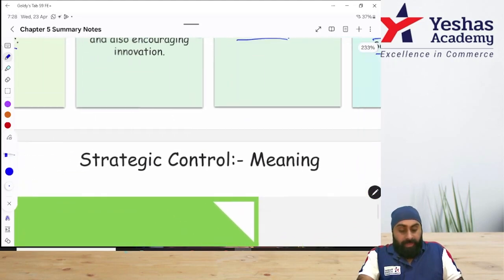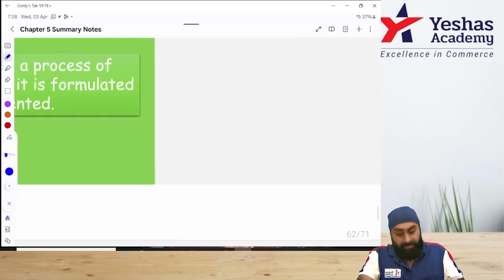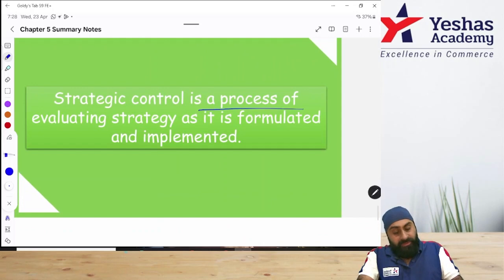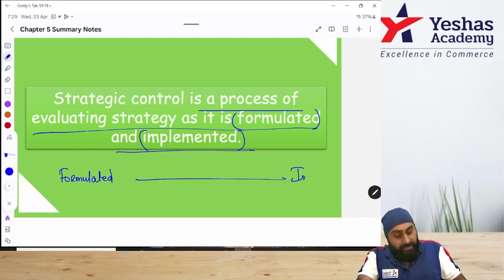Now, after understanding transactional leader and transformational leader, let's jump on to what is strategic control. Strategic control is a process of evaluating strategy as formulated and implemented. How did you formulate a strategy and what are you implementing? So basically, you have formulated a strategy, okay, and you have implemented that strategy. Now, in the concept of formulation and implementation, is there any differences? These differences need to be corrected, and that is what we call as control.